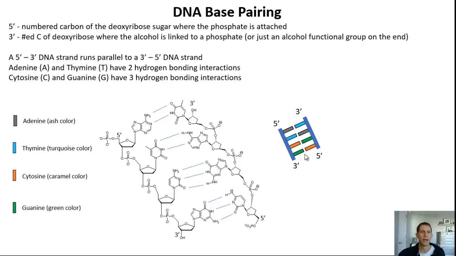For all of my AT interactions, we have 2 hydrogen bonding interactions, and for all my GC interactions, we have 3 hydrogen bonding interactions. So it's important to note that our DNA duplex is a little bit stronger the higher our ratio of GC hydrogen bonding interactions we have. So essentially, the more cytosine and guanine you have, the tighter or more strongly your DNA duplex will adhere to itself.